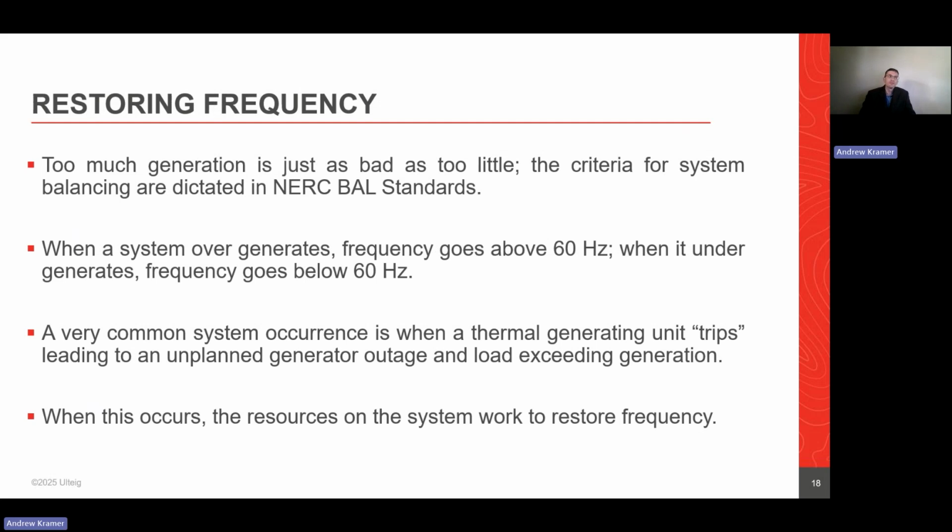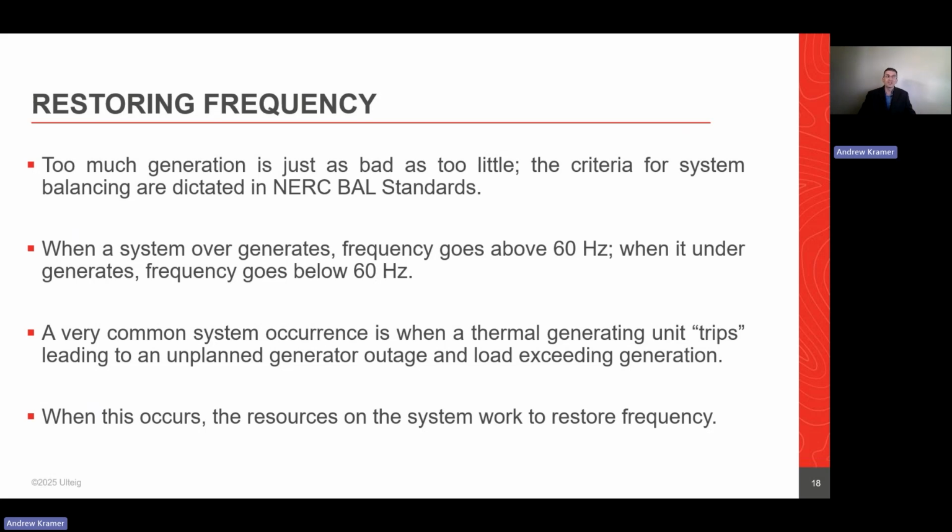What do the generators do? It's a little known fact that too much generation is just as bad as too little generation. If we have too much generation online, we go above 60 hertz. That can cause the grid to collapse. But more often than not, what happens is generators trip offline, and that leads to under frequency, where we're actually reduced below 60 hertz. The criteria for how systems respond and balance are detailed in the NERC BAL standard. So you can go to Google and look that up online if you want more information.